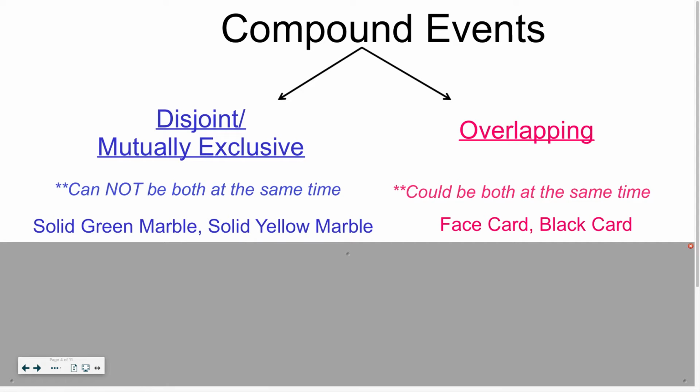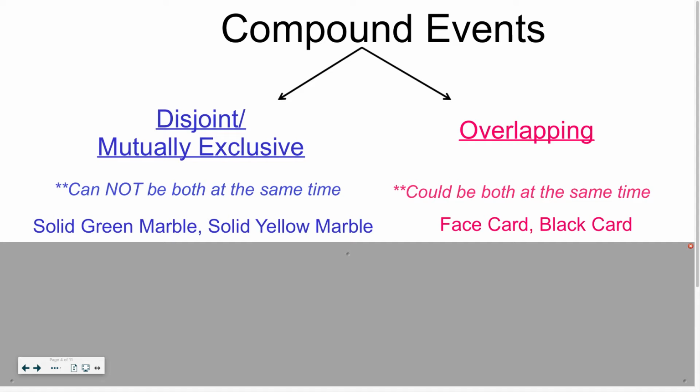An example. If we're talking about disjoint or mutually exclusive events, imagine, I think there was a question about marbles on your quiz, pulling solid colored marbles from a bag is going to be disjoint. What's the probability I pull a green marble or a yellow marble? Well, if I only pull one marble, I'm not going to pull both. So those would be disjoint or mutually exclusive.